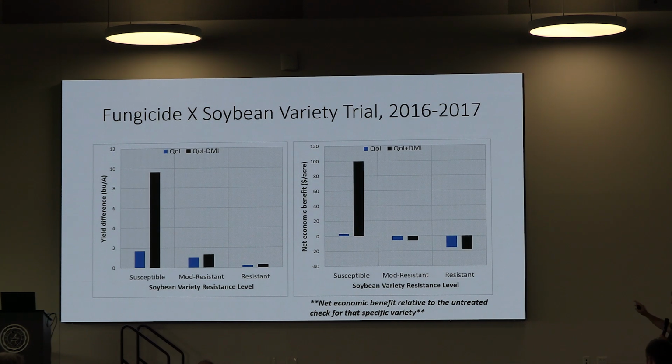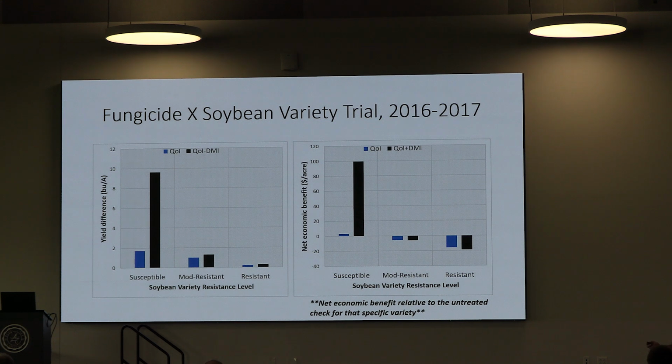So when we look at the susceptible variety, believe it or not, we were making $100 a bushel spraying that fungicide compared to not spraying that fungicide within that variety, okay? Only within that variety. When we're looking at the moderately resistant varieties, we were actually losing money when we were spraying fungicide because there was really no disease to control. And so we were just out the cost of the fungicide.